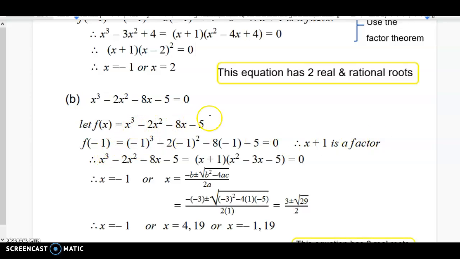Therefore, this cubic expression is now x plus 1, there's my linear factor, and there's the quadratic factor that you obtain by inspection. And this is equal to 0. And let's solve now. So each factor can be 0. So x is equal to minus 1, and this one cannot factorize, so I'm going to use the formula. When I use the formula, I get 3 plus or minus the square root of 29 over 2. Employing my calculator, I get 4,19, or x is equal to negative 1,19. Notice there are 3 real roots. One is rational and the other 2 are irrational.